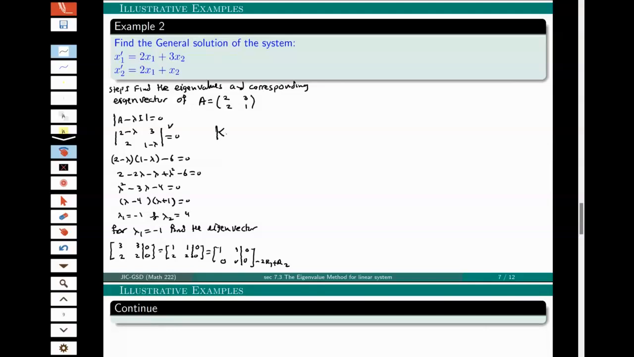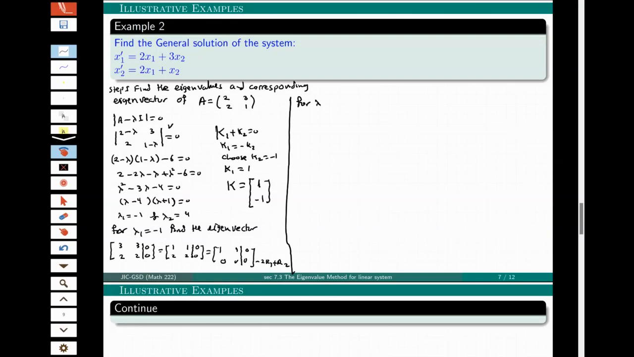So we will get k1 plus k2 is 0, which means k1 is negative k2, so choose k2 is equal to minus 1, k1 will be 1, so our eigenvector for lambda 1 is 1 and minus 1.